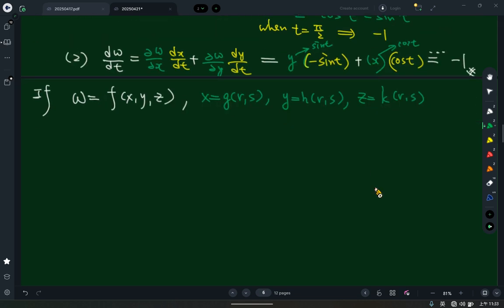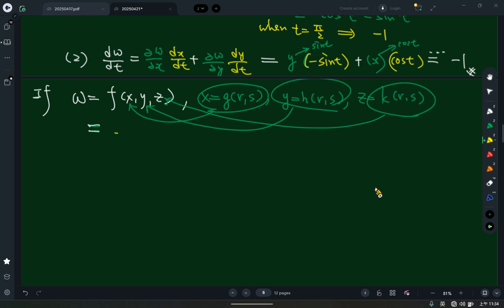So we still use the tree. You can just expect that after we use this to replace x, this to replace y, this to replace z, the final result will be blah blah r plus blah blah s, right? Because w is determined by x, y, and z, but x, y, and z are determined by r and s. So finally, after you put all of them into x, y, z, you can get w as blah blah r blah blah s, right?